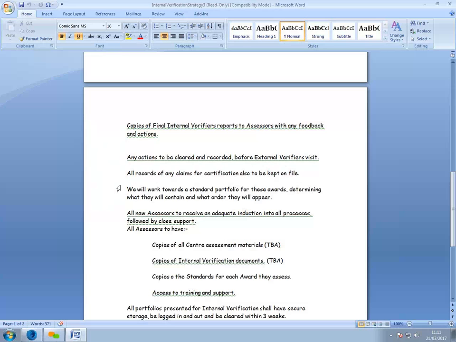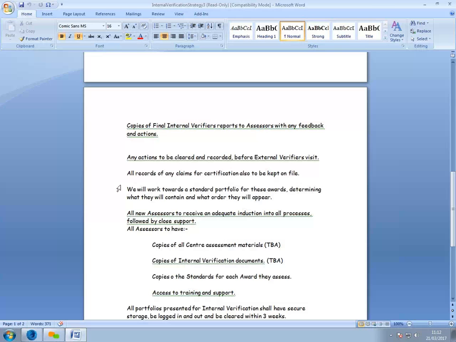Right, now this was for specific things, and again it can be done within the confines of a specific qualification. We will work towards a standard portfolio for these awards, determining what it will contain and what order things will appear. I mentioned this at the last lesson. If you are building your own portfolio electronically, then it makes sense to start with your declaration form that this is your work, then Unit 1, Unit 2, 3, 4, and then numerical order up to this one, which is 2 in this case.